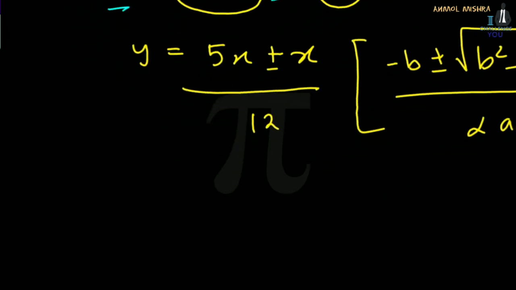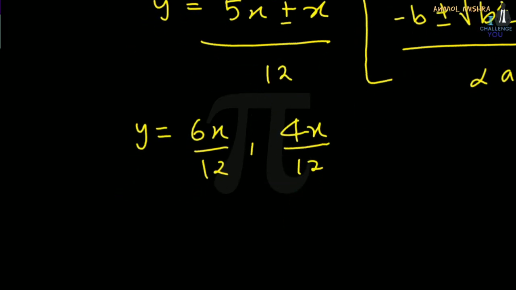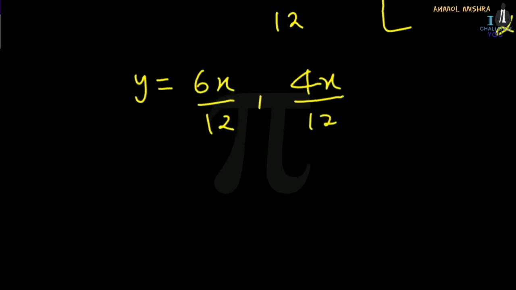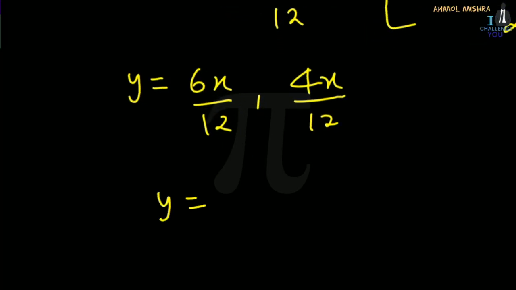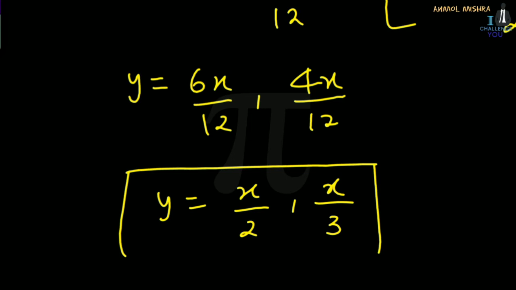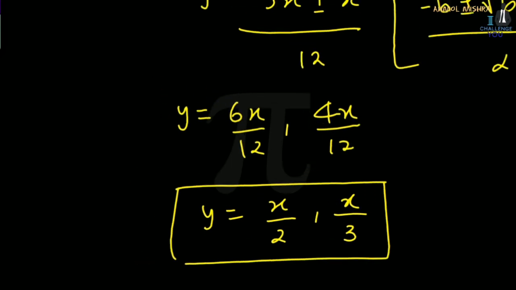Now from here we have the two cases, that either y is equal to 5x plus x, that is 6x upon 12, comma the negative one, that is 5x minus x, that is 4x upon 12. Now we can see there are common factors, 6, 12, 4, 12, so they can be cancelled. So we obtain that y is equal to x all over 2 by the table of 6, comma here by the table of 4, it can be x upon 3. So the value of y is x upon 2, comma x upon 3.